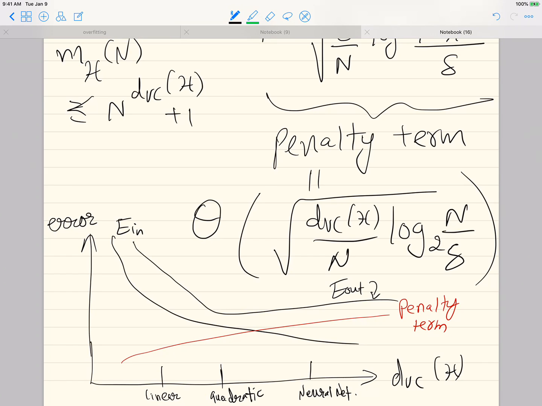It's going to be the sum of these two curves. So initially it will decrease because the training error is decreasing. At some point, you will have the optimal VC dimension where your test error is the smallest. And then it will start increasing because the penalty term now becomes important. So this is the ideal VC dimension that you should have for your model.